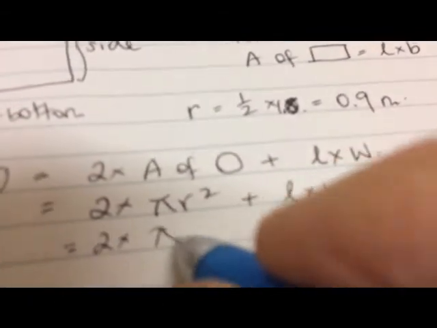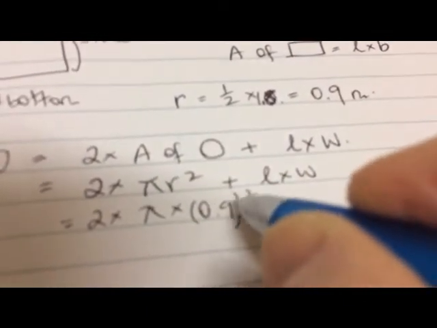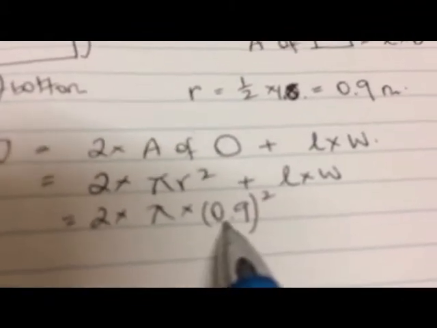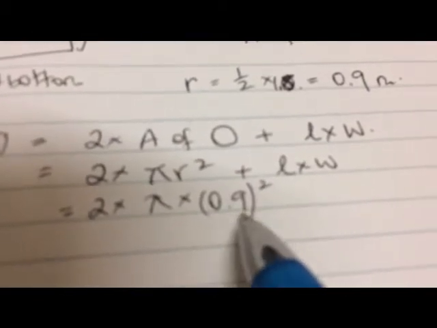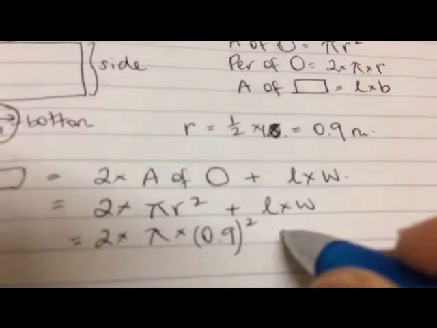2 times pi times 0.9 squared. Now the temptation sometimes when you put it into the calculator is to multiply the pi and the 0.9 and then square it. So I'm making sure I've put this in brackets so that you can see there's only the 0.9 that is squared. Now the length of this rectangle.